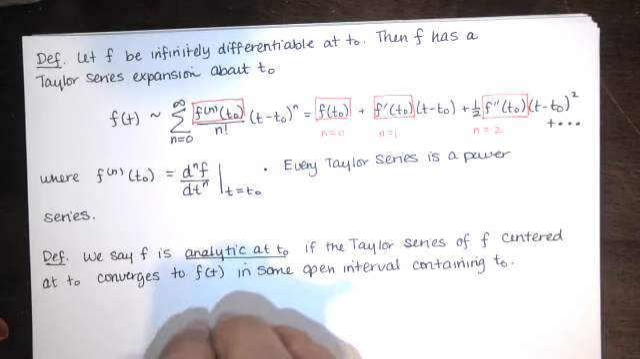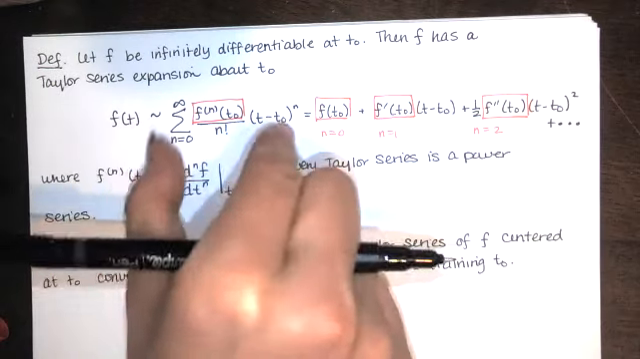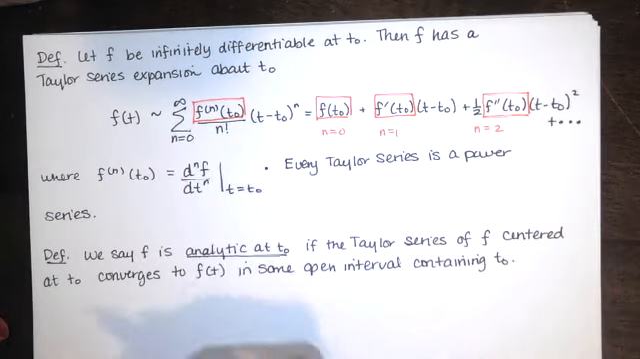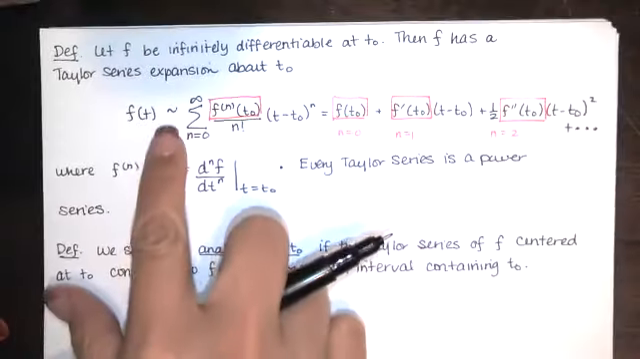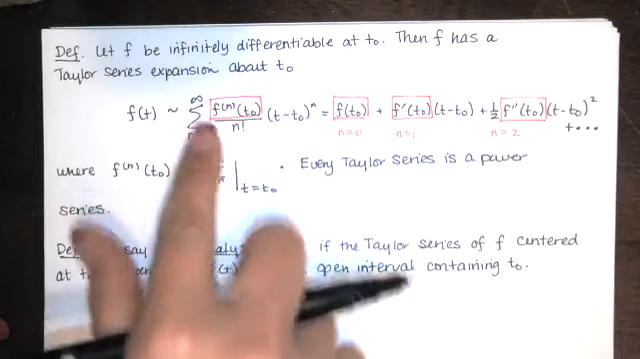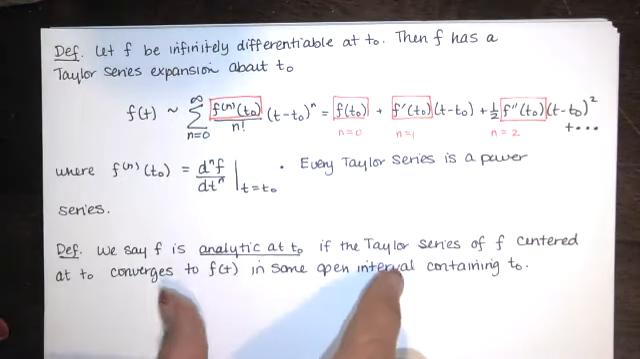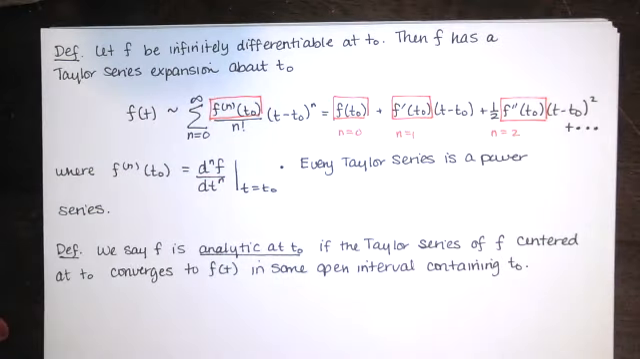And then that function is actually equal to its power series over that interval. So rather than using this tilde, which says that this function is associated with this series, this function is used to generate or derive this series, we're saying that if f is analytic at t naught, those are actually equal to each other on some interval.